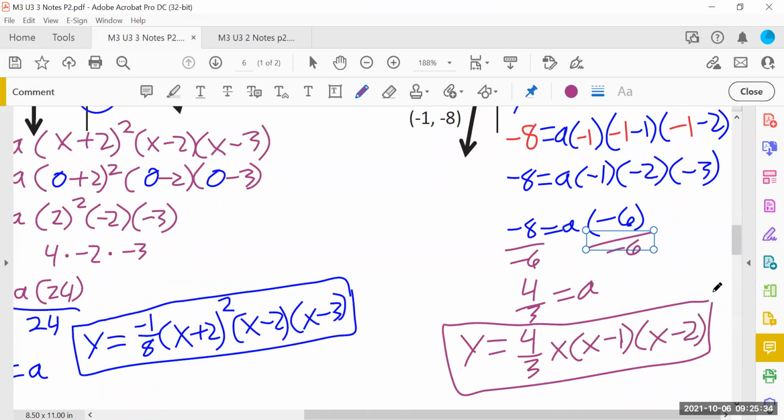Everybody try 3 and 4 on your homework right now. Go ahead.